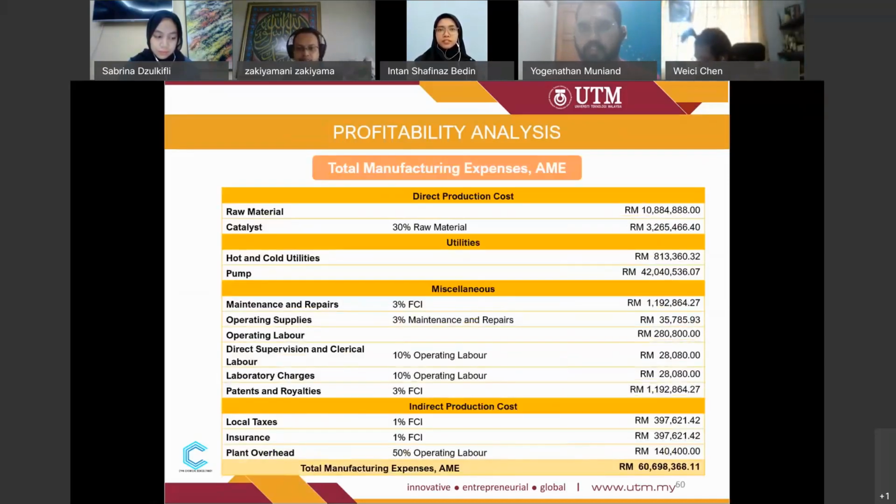And the manufacturing cost can be divided into two, which is direct manufacturing cost and indirect manufacturing cost. The total manufacturing cost for our plant is around ringgit Malaysia 70 million.